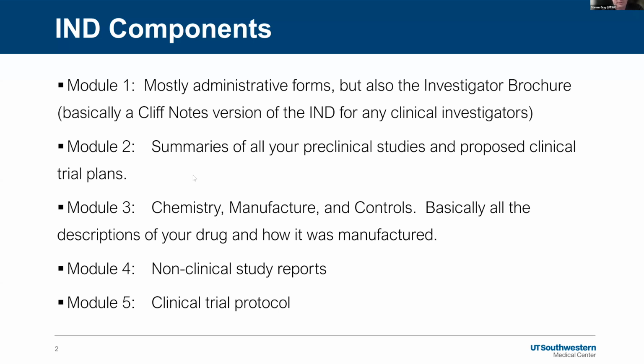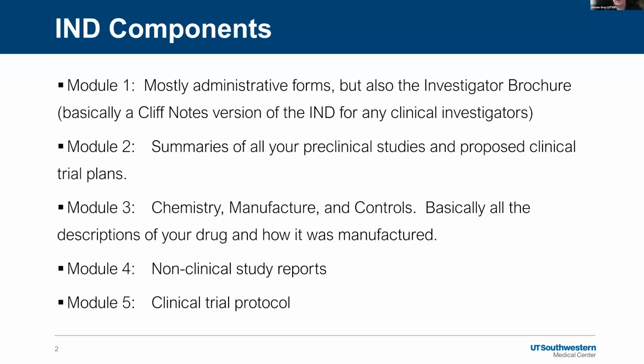And then module 2 is really where most of the content is, in terms of the work that our groups have to focus on. And this is just the summaries of all of your preclinical studies and the proposed clinical trial plans. Module 3 is all around the manufacturing, CMC, basically all the descriptions of your drug, how it was manufactured.